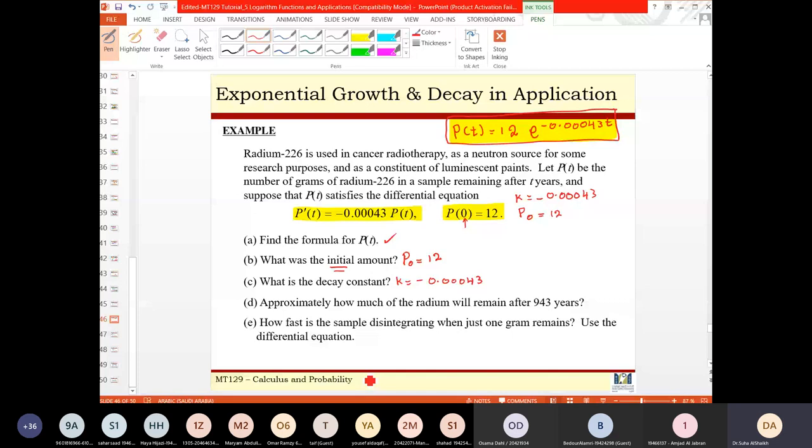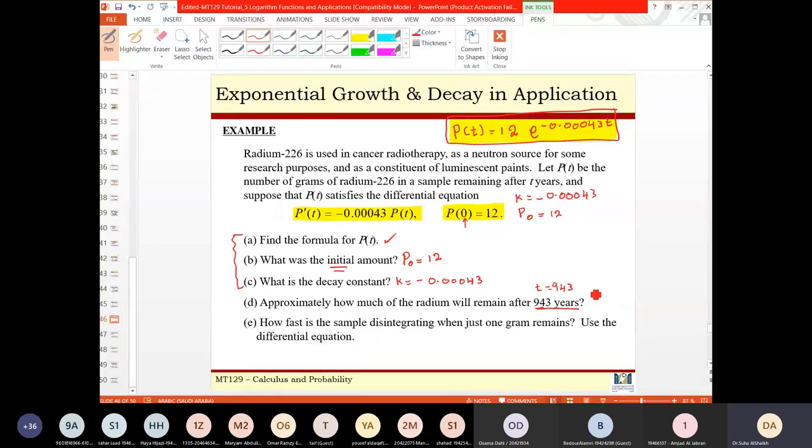If you get a question in the exam and it gives you A, B, and C, sometimes it's hard, sometimes it's easy. Now in part D there is an idea. How much of the radium will remain after 943 years? What is 943 years? It's the time. Time equals 943. What should I do to find out how much will remain when time is 943?